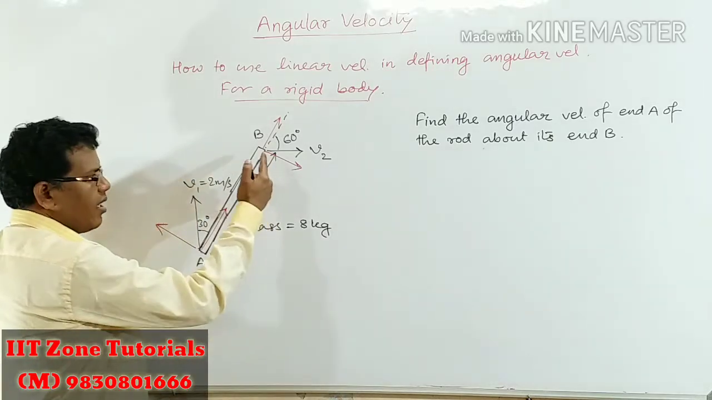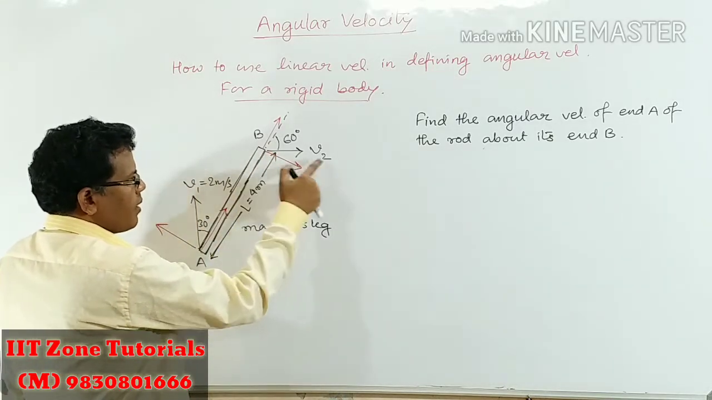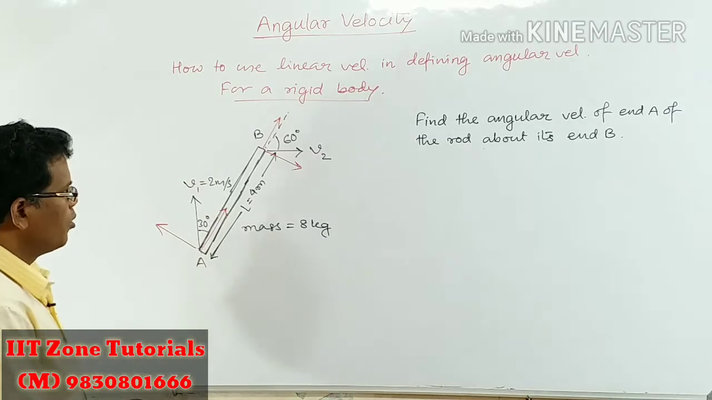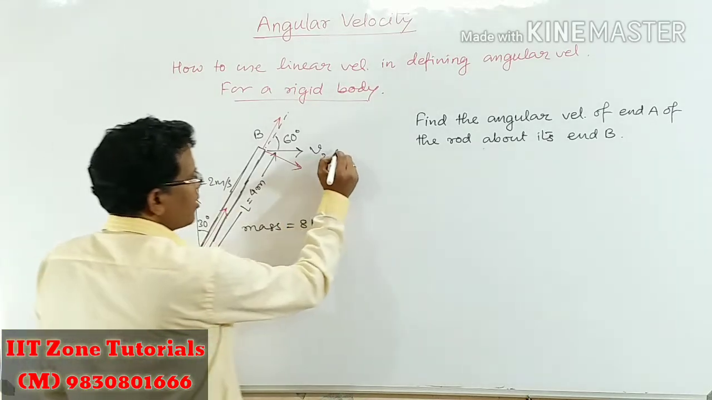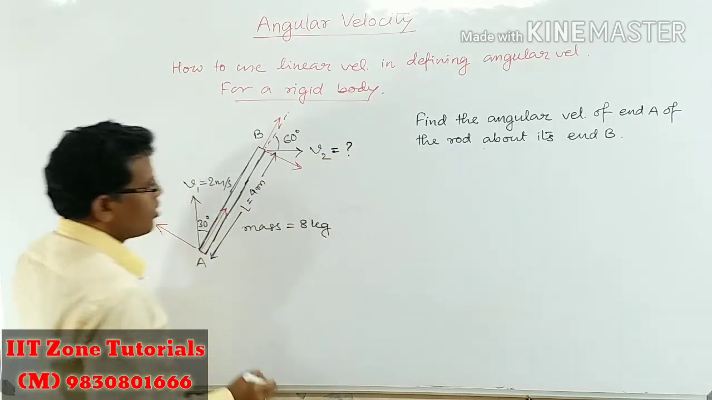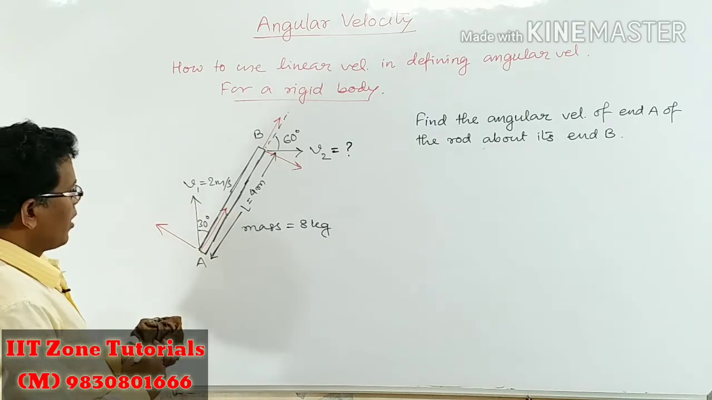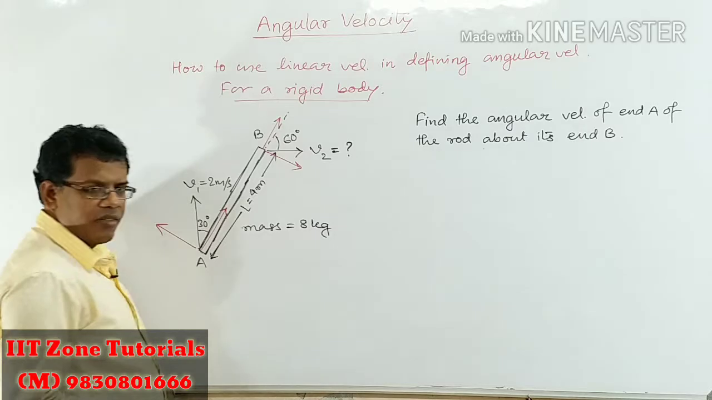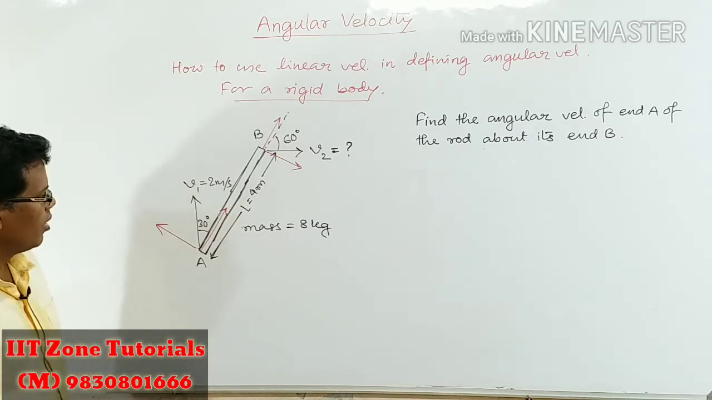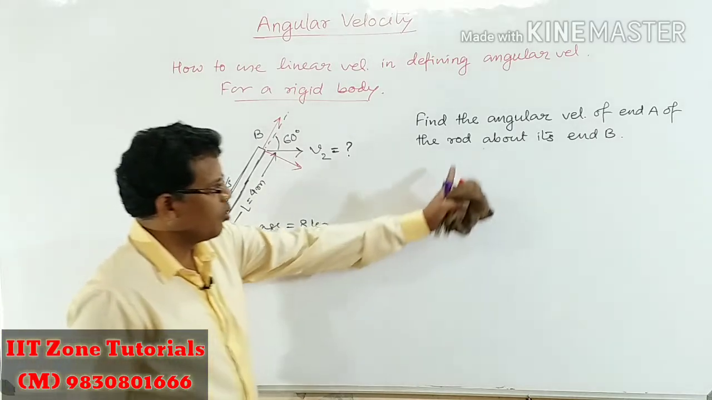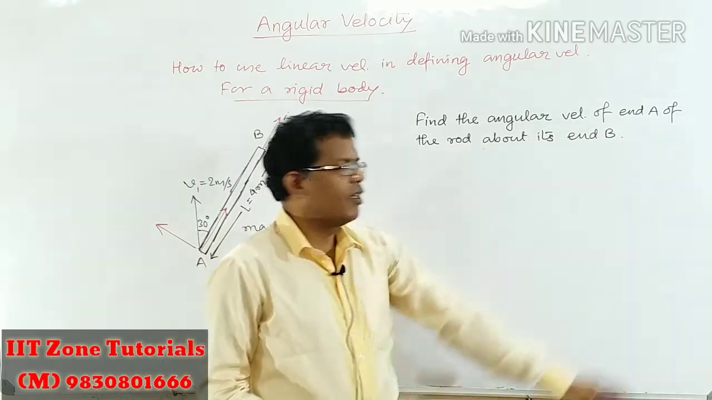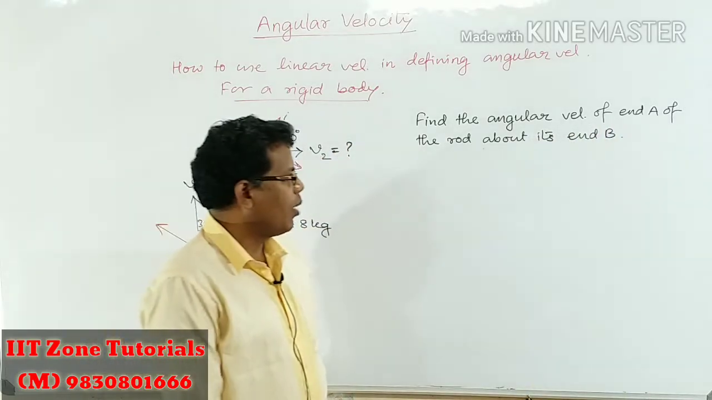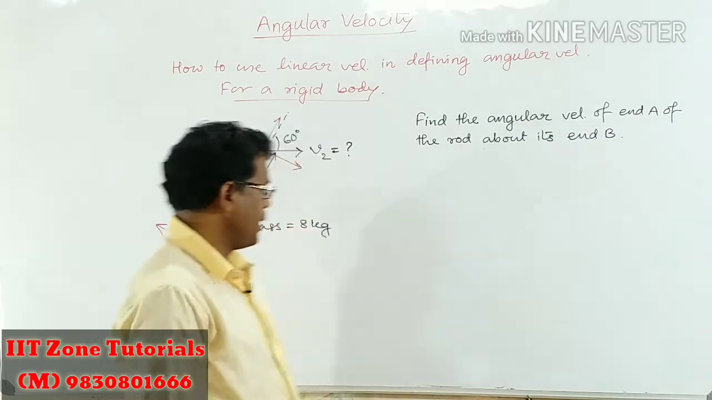Whereas at the other end, that is at end B, there is some velocity value v2 which is unknown to us. We don't know the velocity value at end B, but we do know its direction. It makes 60 degree with the rod. So based on this information, we need to know the angular velocity of end A about the end B.